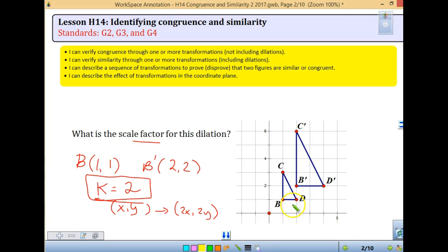The other thing you can notice on this one is that the side length down here is 1 and this one is 2. So what is our scale? We could say, I'm taking this side times 2 to get the length of this one. So that's the other way of coming up with that k equals 2.